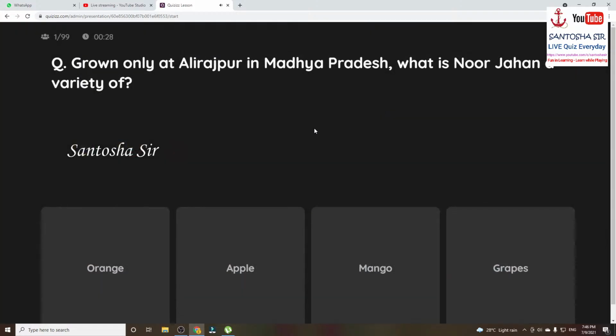Grown only at Alirajpur in Madhya Pradesh, what is Noor Jahan a variety of? Is that a variety of orange or apple or mango or grapes?